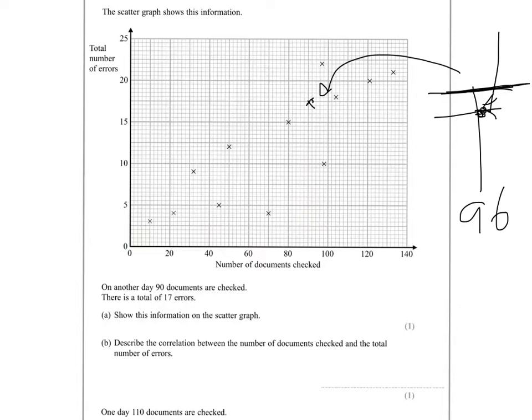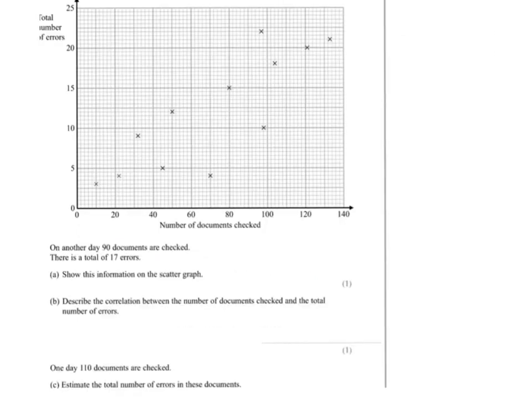Now the second part of the question says, describe the correlation between the number of documents checked and the total number of errors. Well, what we're looking at here is points that, as we move from left to right, are generally rising. And in that case, we call this positive correlation. So it just says describe the correlation, so all you need to say is that it's positive. And that's part 2. So on to part C, the last part.